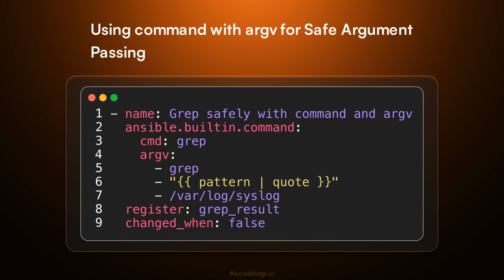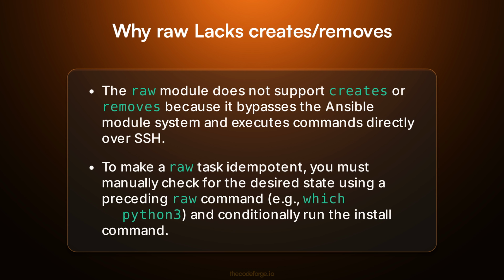The raw module does not support creates or removes because it bypasses the Ansible module system and executes commands directly over SSH. To make a raw task idempotent, you must manually check for the desired state using a preceding raw command, e.g., which python3, and conditionally run the install command.